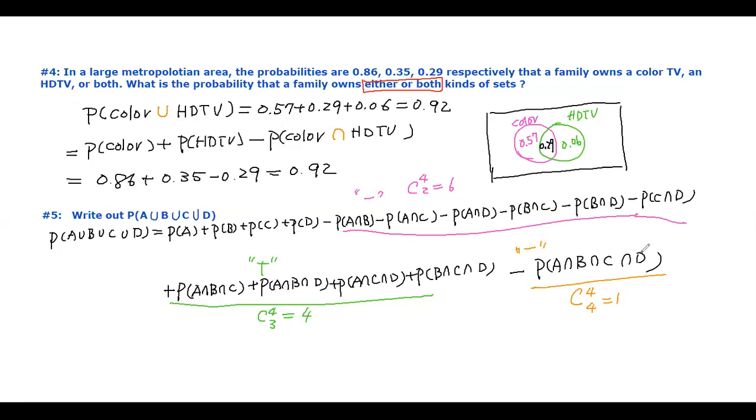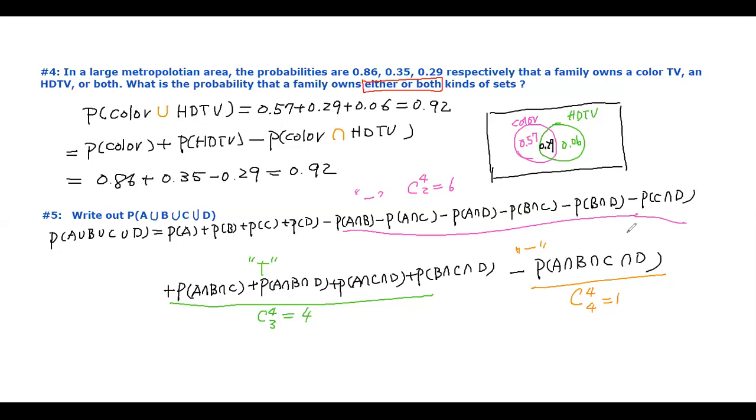So as you can see, if I have 4 events, the union formula, the addition formula, gets pretty complicated. So just remember, I don't want to say it's a binomial expansion, but it's kind of like that. You start with each individual, then you take 2, then you take 3, then you take 4, and you alternate the minus and plus signs.